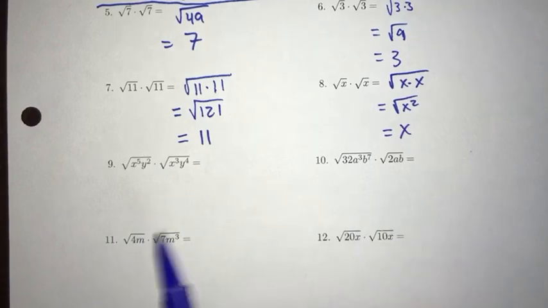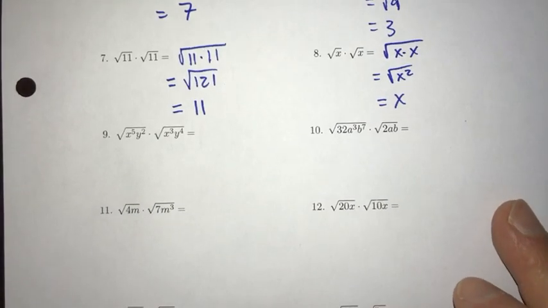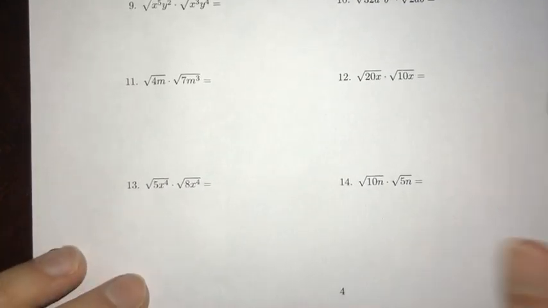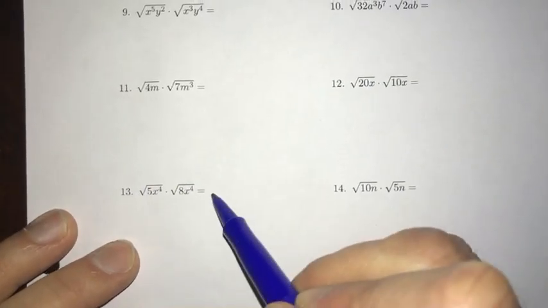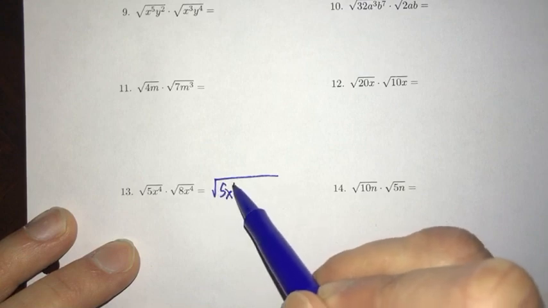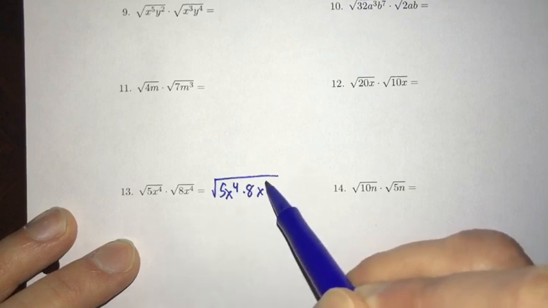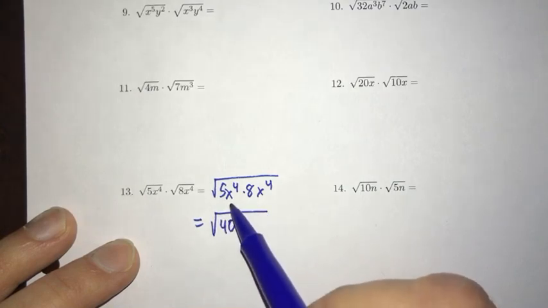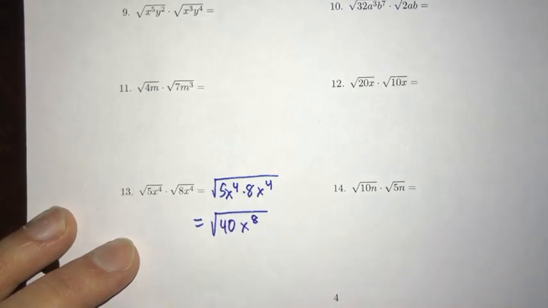So take a look at a couple of these on your own. I will do one more. How about this one down here? Let's see. I want to multiply these together, put them under the same square root, x to the fourth times 8x to the fourth. 5 times 8 is 40. x to the fourth times x to the fourth makes x to the eighth.